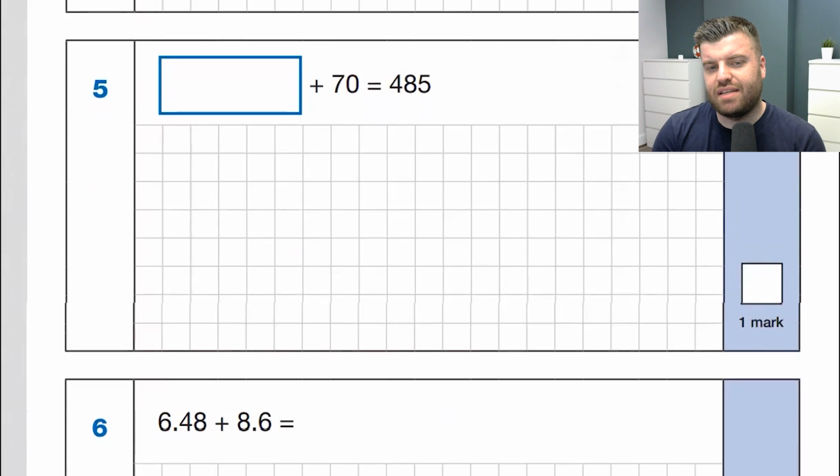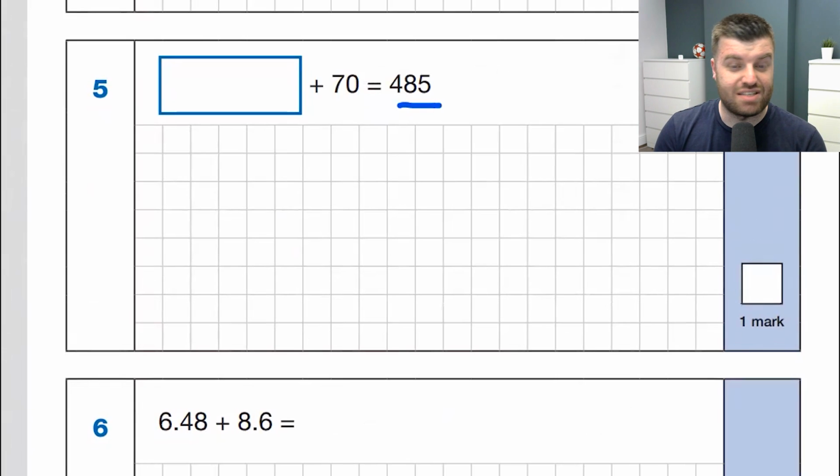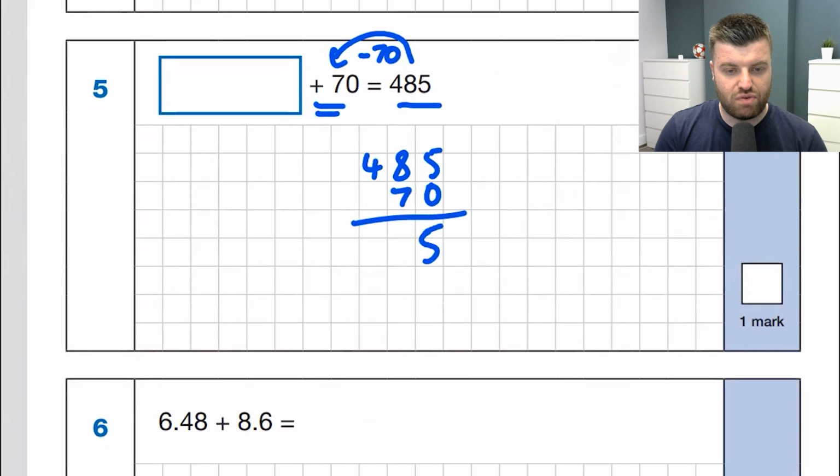Question 5. Something plus 70 equals 485. And again, this is all about the inverse operation. If we added 70 to get to the answer, then to work backwards, we're going to subtract 70. So 485, take off 70, nice and straightforward. The answer here is 415. A good start so far.